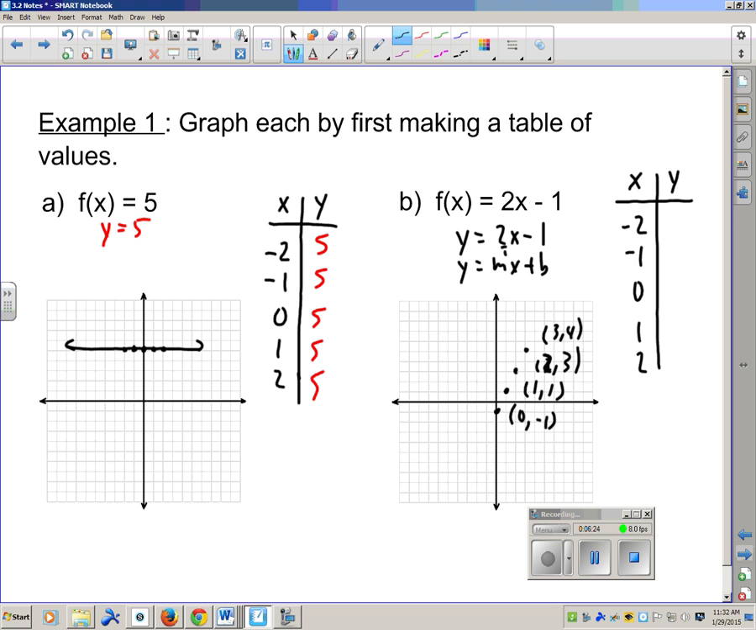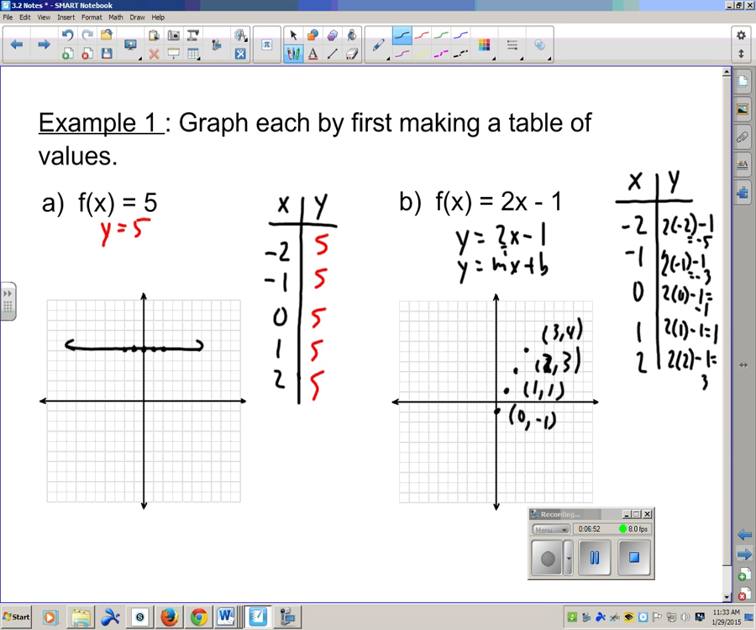So if I take -2 and plug it in for the x, it goes 2 times -2 minus 1. That gives us -5. If I go 2 times a -1 minus 1, that's a -2 minus 1, which gives me -3. If I do 2 times 0 minus 1, that gives me -1. If I do 2 times 1 minus 1, that tells me 1. And 2 times 2 minus 1 there is 3.